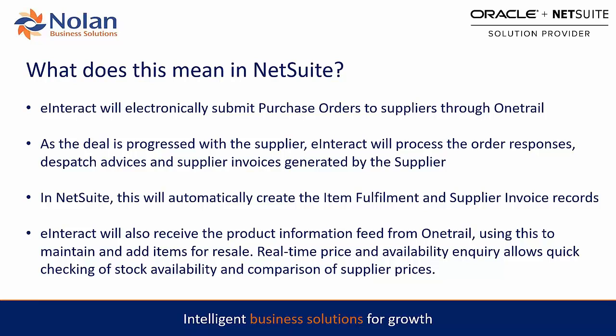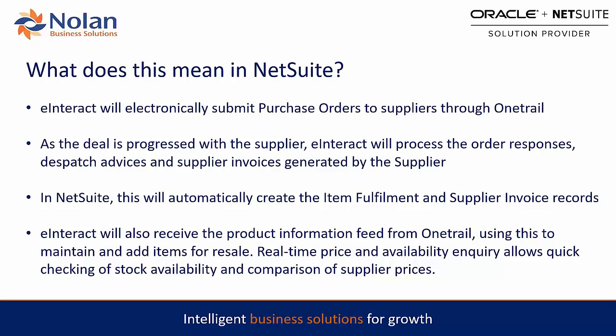NetSuite will automatically create the item fulfillment records once the goods have been shipped directly to your customer, and the supplier invoice records when the end supplier has created an invoice to you as their customer. Then a supplier invoice will be directly created in NetSuite saying this is how much you owe us.